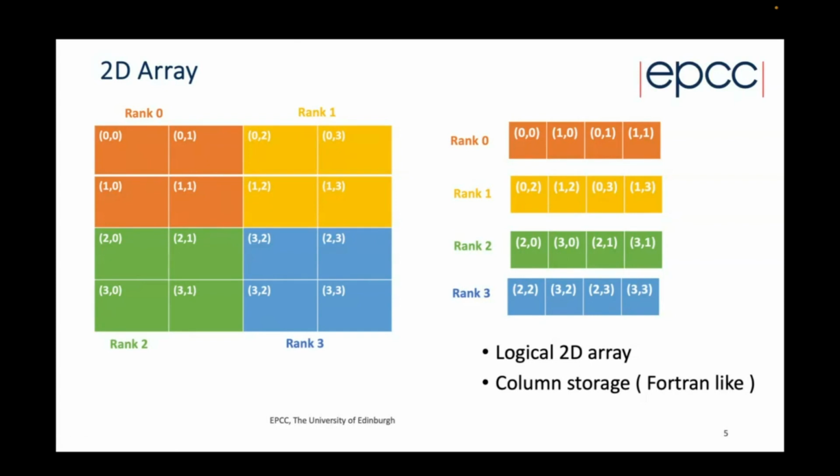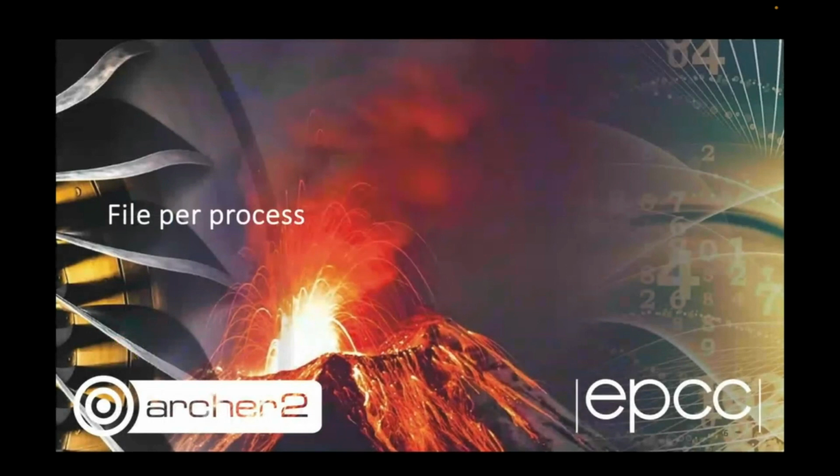So we want to write this 2D array to a file. The first thing we'll try to do is the easiest thing, which has each process write to a separate file.